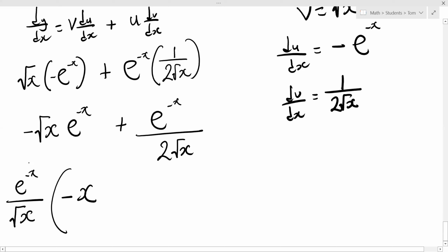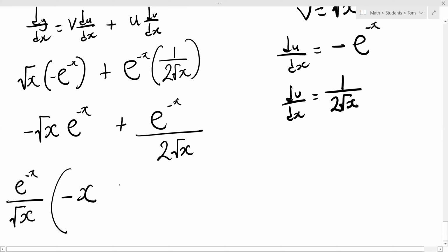Okay, why did I get negative x? For the numerator, you divide. For the denominator, you multiply. So e to the power of x divided by e to the power of x, e to the power of negative x divided by e to the power of negative x is 1. Now, since there's a denominator here, we can multiply. So root x times negative root x will be negative x.